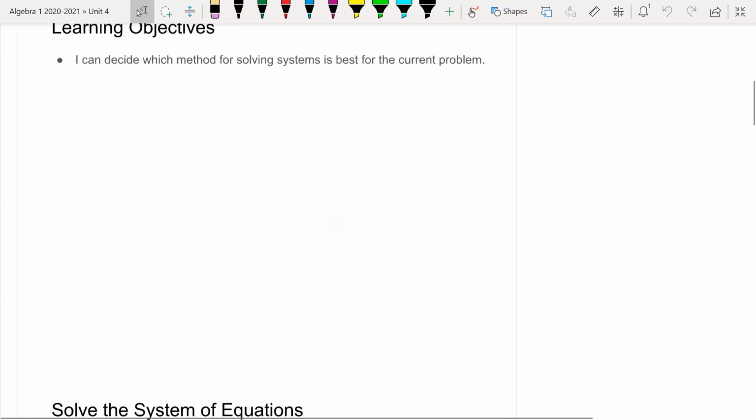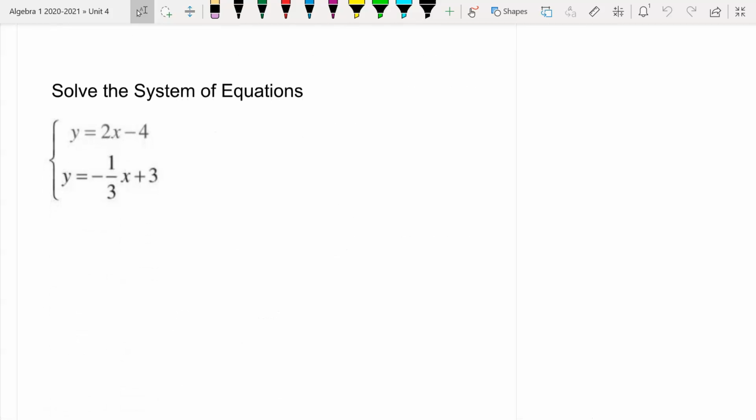So the first thing we're going to talk about is, can you decide what's the best thing to do when solving the system of equations? If I give you something like this, y equals 2x minus 4, y equals negative 1/3 x plus 3, I want you to pause the video. I want you to try and solve this system, whatever you think is the best way. So you have graphing, substitution, or elimination.